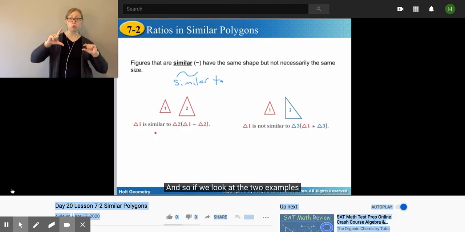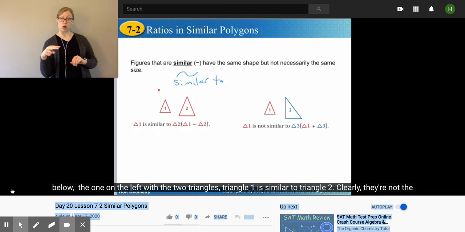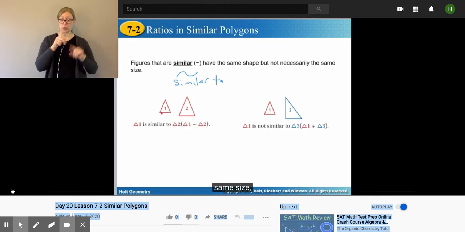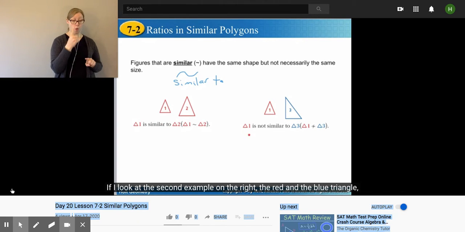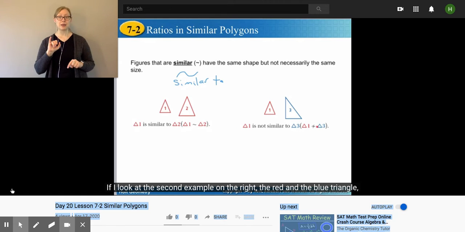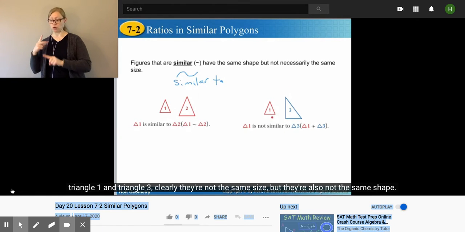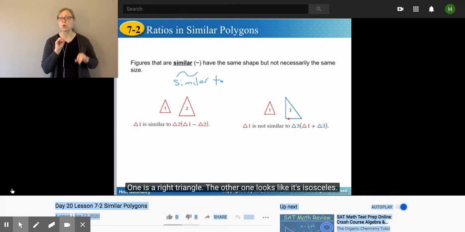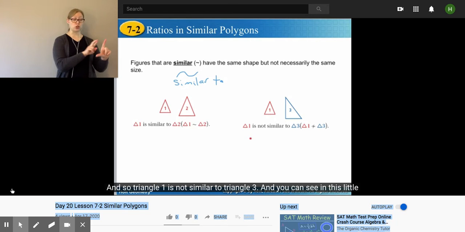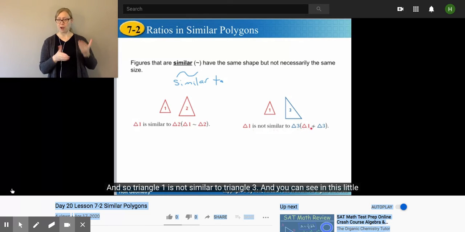And so if we look at the two examples below, the one on the left with the two triangles, triangle one is similar to triangle two. Clearly, they're not the same size. The second one is bigger, but they are the same shape. And so we could say triangle one is similar to triangle two. If I look at the second example on the right, the red and the blue triangle, triangle one and triangle three, clearly they're not the same size, but they're also not the same shape. One is a right triangle, the other one looks like it's isosceles. And so triangle one is not similar to triangle three.